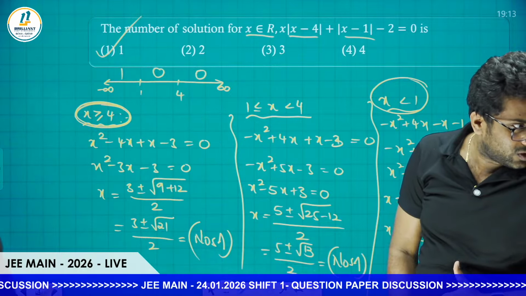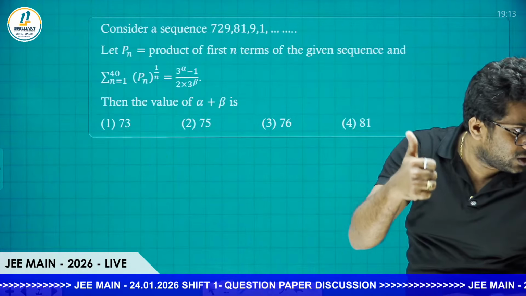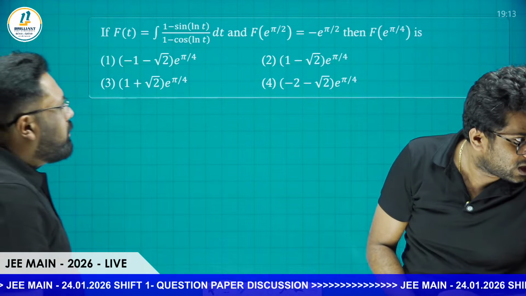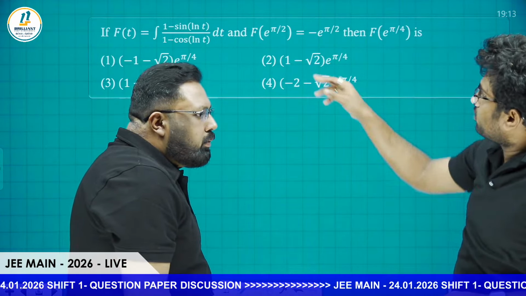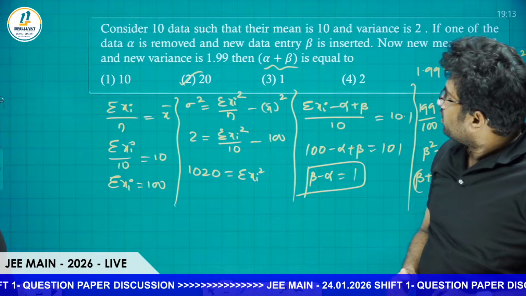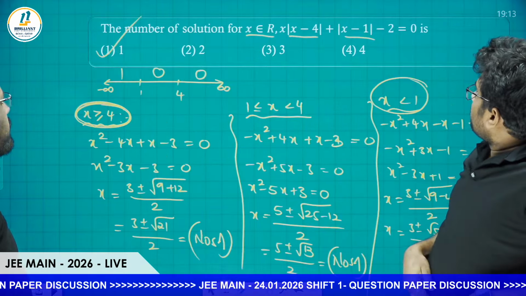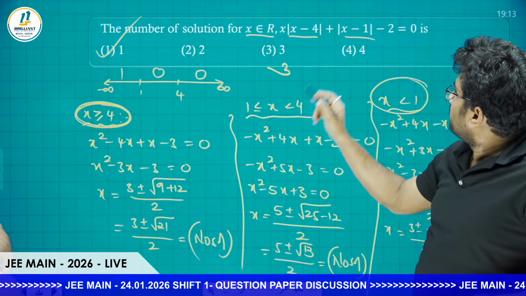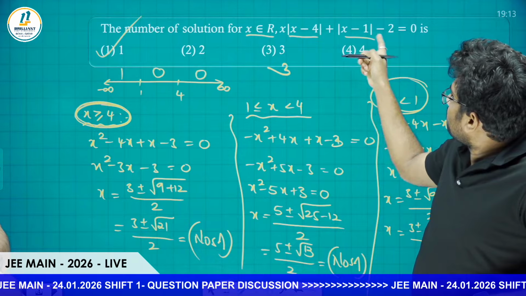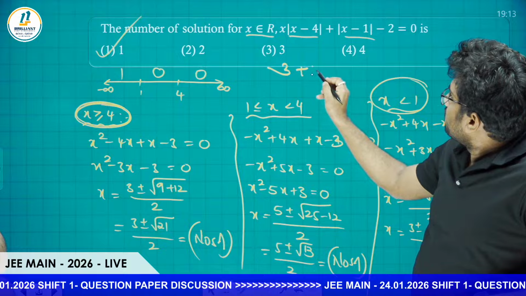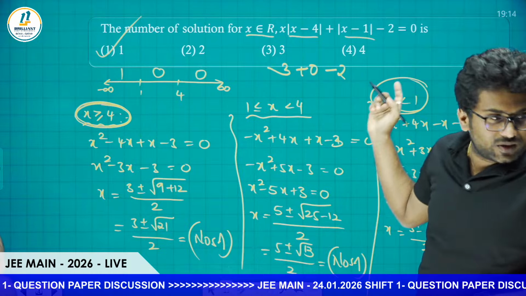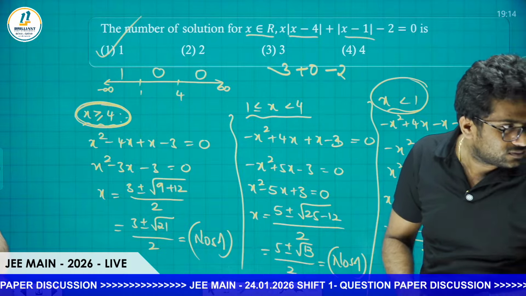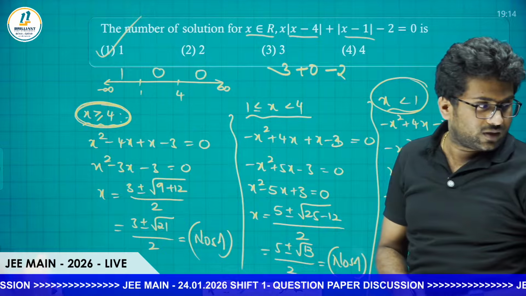X equals to 1. If we put x equals to 1, 1 into 1 minus 4, which is 3, plus 1 minus 1, 0, minus 2. Is 3 minus 2 equal to 0? Fine. Very good. No issues.